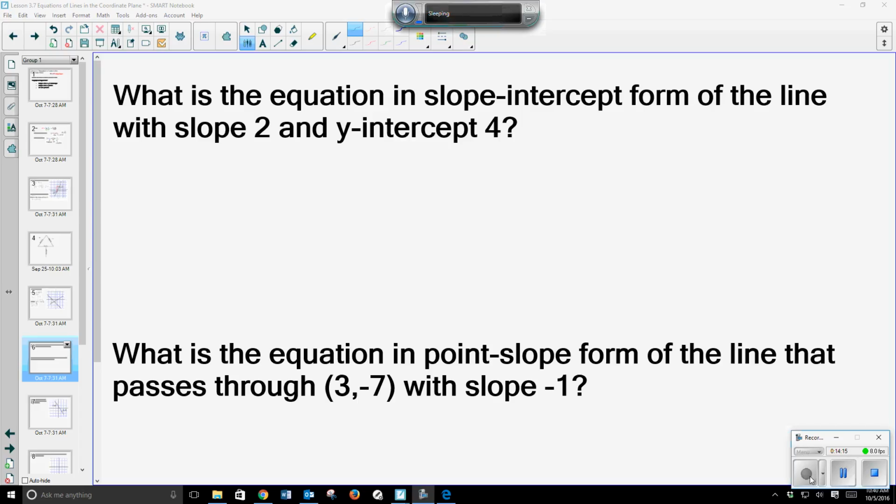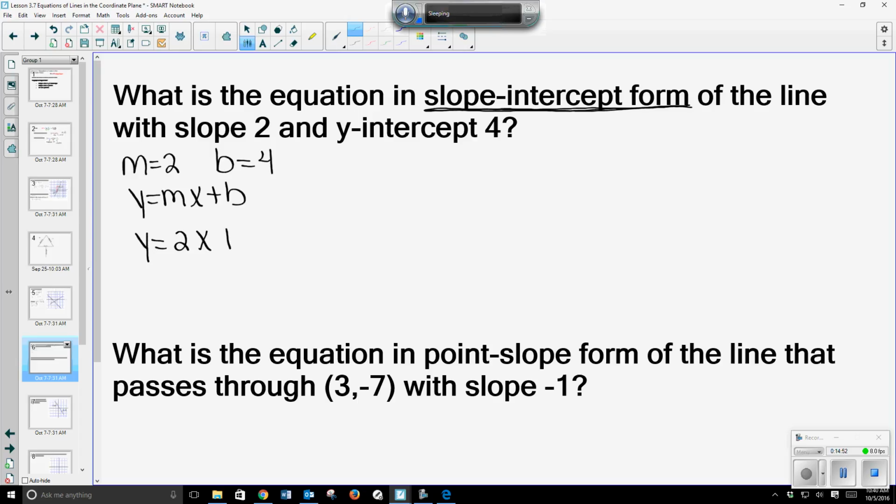What is the equation in slope-intercept form of the line with a slope of 2 and y-intercept of 4? So pay attention to your directions or the question. They give us the slope of 2 and the y-intercept of 4. They want it in the slope-intercept form. So that's easy if they give you the information you need to plug into it. So y is equal to 2x plus 4.